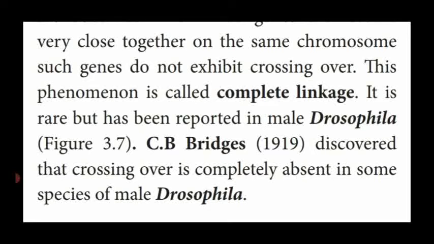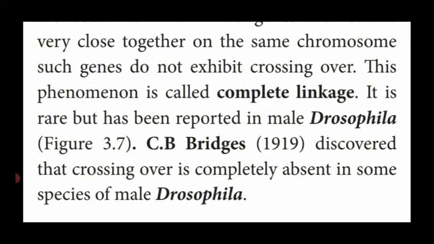And also, what is complete linkage, with the example? What is the answer for that one? If the chances of separation of two linked genes are not possible, those genes stay together. Only parental combinations are produced. The linked genes which are located very close on the same chromosome do not show the crossing over process. This phenomenon is known as complete linkage.